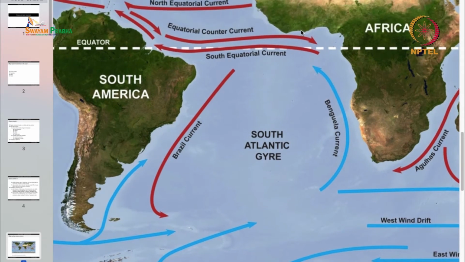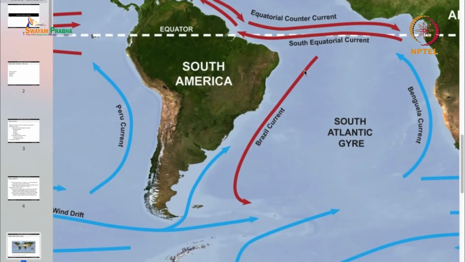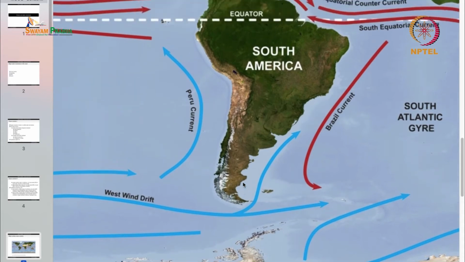Then it meets with the south equatorial current, and here as well we have the equatorial counter current and the north equatorial current. Now the south equatorial current moves southwards in the form of Brazil current, and this is a warm current. Now being a warm current, it will increase the temperatures and it will create more rainfall because it will make the air more humid. And then this will ultimately join the west wind drift.